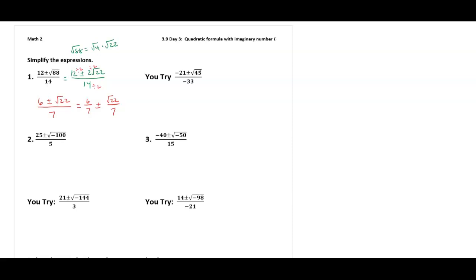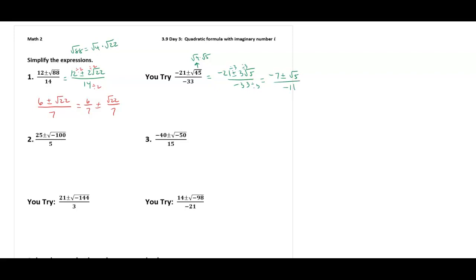So negative 21 root 45 is going to become root 9 times root 5. So this becomes negative 21 plus or minus 3 root 5 all over negative 33. So basically everything now could be divided by 3. So we would have negative 7 plus or minus root 5 all over negative 11. Okay.